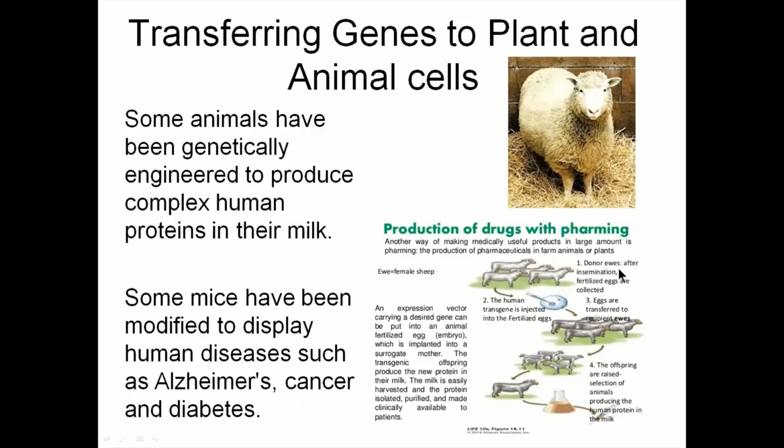Donor use. After insemination, fertilized eggs are collected. The human transgene is injected into the fertilized eggs. Eggs are transferred to recipient use. The offspring are raised. Selection of animals producing the human protein in the milk.